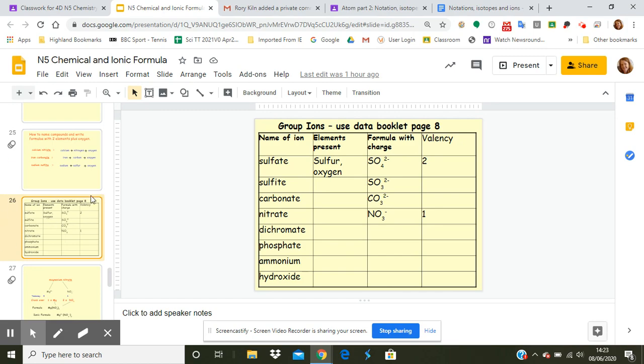There's a table like this on the worksheet, you just need to complete it. So you want to work out which elements are present; looking at nitrate, it's nitrogen and oxygen. Write out the actual formula for it. The number on the charge will tell you the valency, the number of bonds that each of the group ions can form. You cannot alter these group ions. Nitrate is always 1 nitrogen, 3 oxygens, and has a negative charge. You will not find these in the periodic table. They are made up of elements from the periodic table, in this table on page 8.